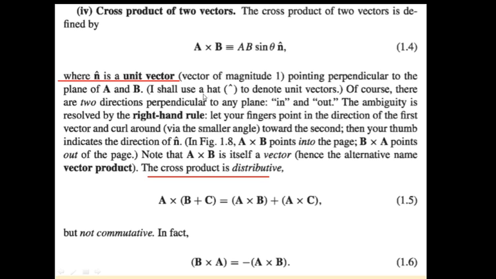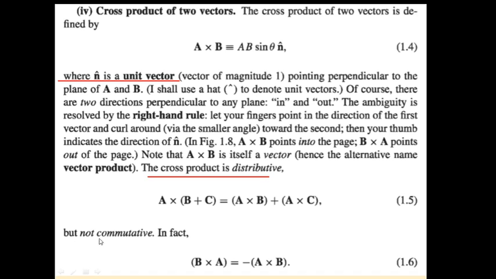Now I shall use the hat, which is also referred to as the cap. So n cap is your unit vector. Of course there are two directions perpendicular to the plane, one going in and one coming out. To remove the ambiguity you should use the right hand thumb rule, which you have already used many times. But here there is a very interesting thing, let me remind you again, that commutativity is not allowed here.